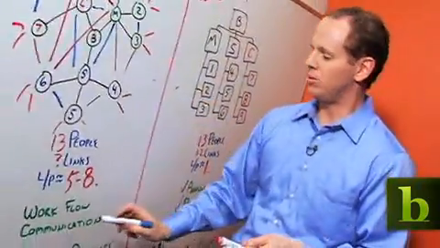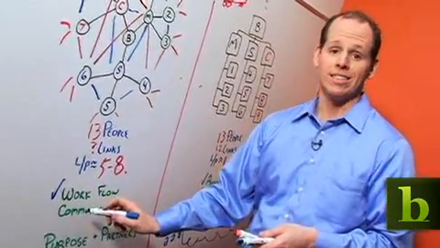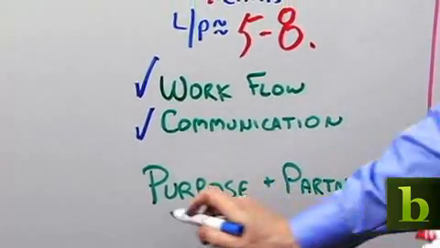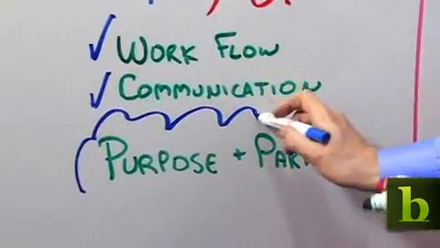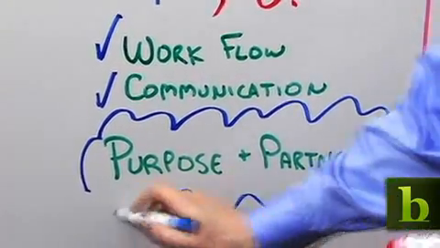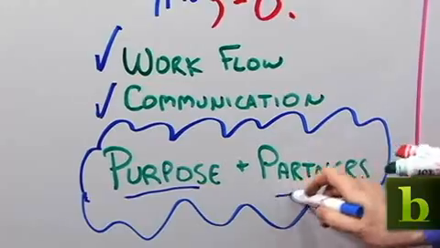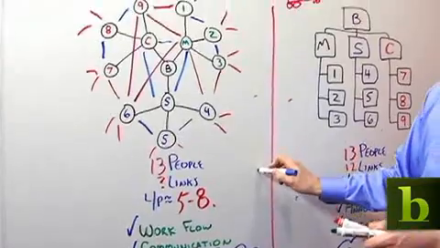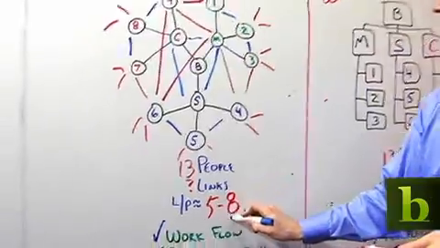But when we get into issues like workflow, how the work gets done, communication, who's talking to whom to get the work done, and issues of thinking about purpose and partners, that is, who's doing what and who they're working with to get it done, the org chart doesn't tell the story. You have to go to a more complex understanding to capture all the information.